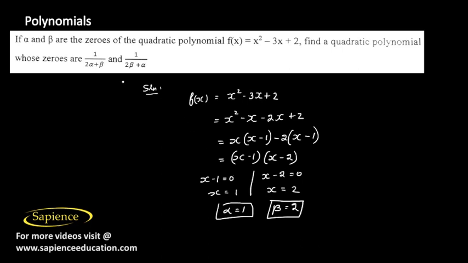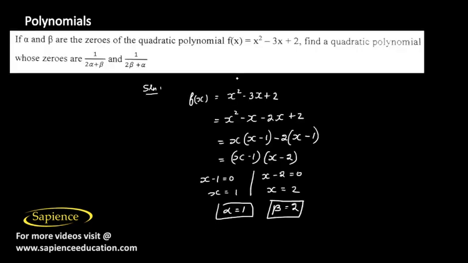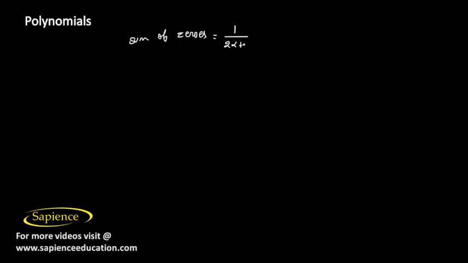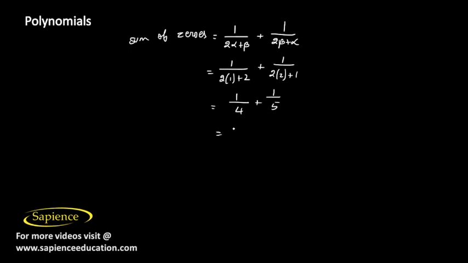Now we can find the sum and product of these new zeros so that we can build a polynomial. So sum of zeros is equal to (1/2)(α + β) + (1/2)(β + α). So 1/2 into alpha is 1 and beta is 2. So (1/2)(1 + 2) + (1/2)(2 + 1). So this will be 1/2 into 3 is 3/2 … by cross multiplication, we will get 5 + 4 by 20, which is 9/20. This is the sum of zeros.